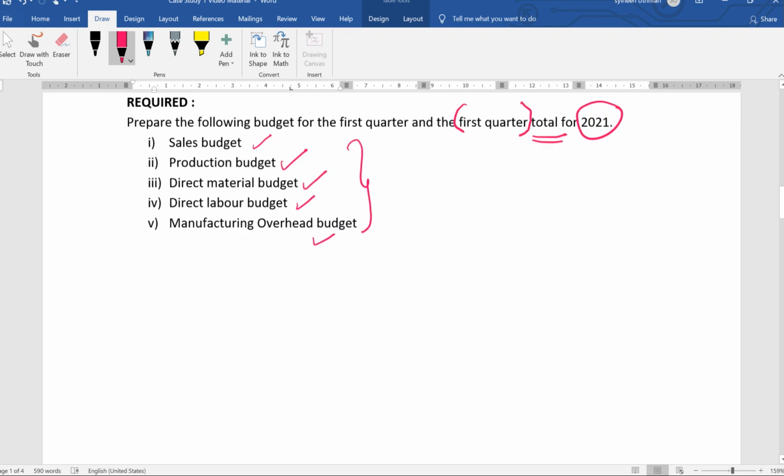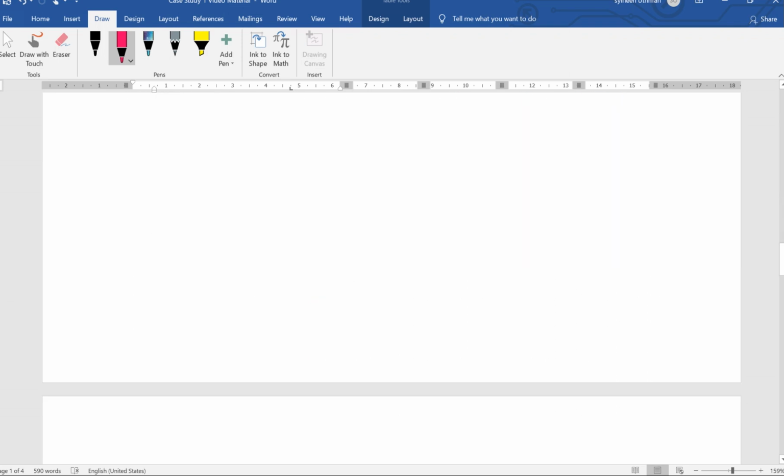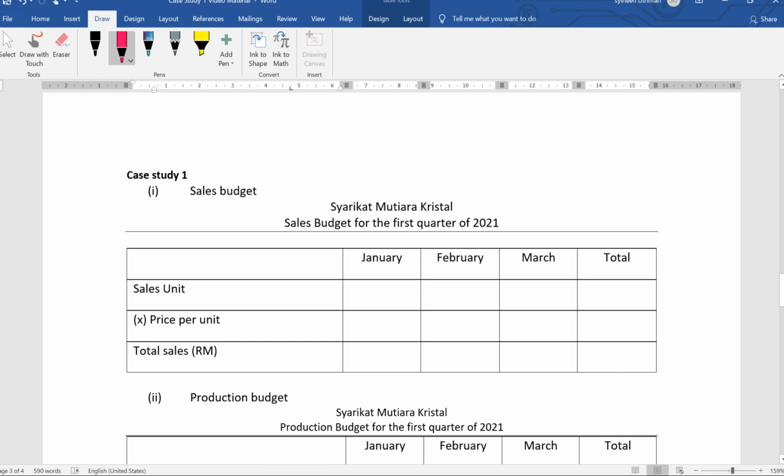So we go to the sales budget first. As usual, the first thing you need to have is your company's name. And what budget are you preparing? We are preparing the sales budget for which period? Now we are preparing the sales budget for the first quarter of 2021, because we only do one quarter. But if we do it for the whole year, that means you have 4 quarters in the table. So your title will be for the year ended 31st December 2021.